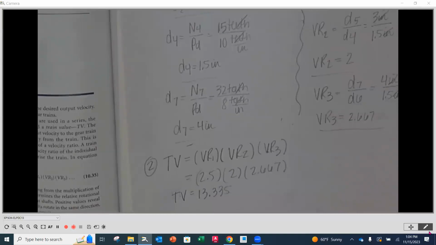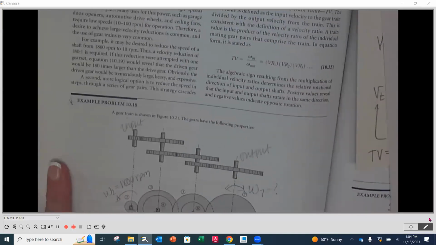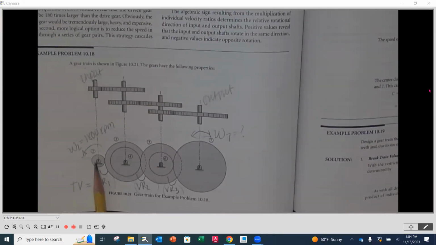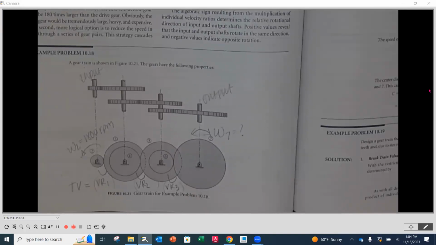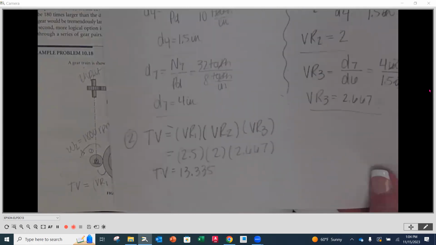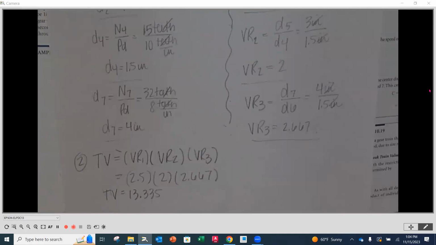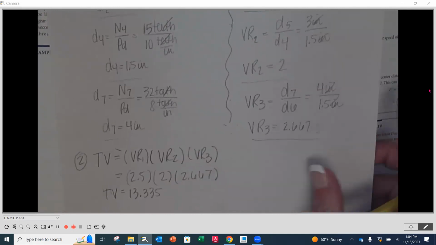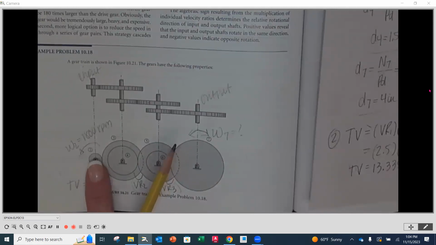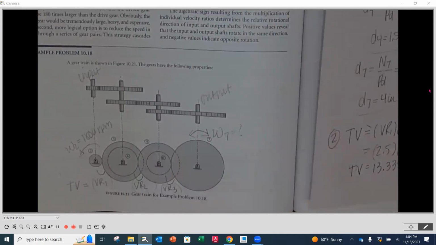So now remember, train value, kind of going back to our picture over here, is going to be what is the difference in rotation between, I'm sorry, I shouldn't say number 1. This is actually gear number 2 and then gear number 7. Okay, so what is that difference? So we want to know what is the rotational speed here of number 7. Okay, so now that we know that our total train value is 13.335, that means that on my input, this has to go around 13.335 times before this one's going to go around once. Okay, that's the difference in the speed.